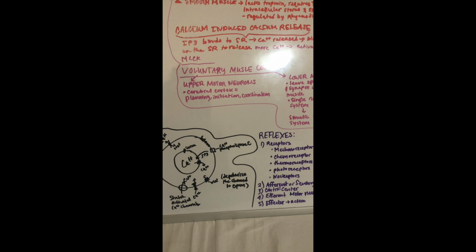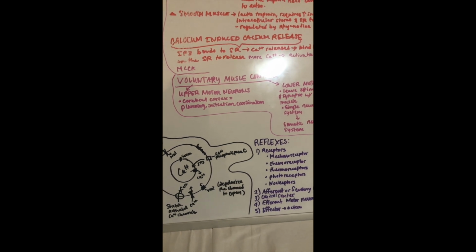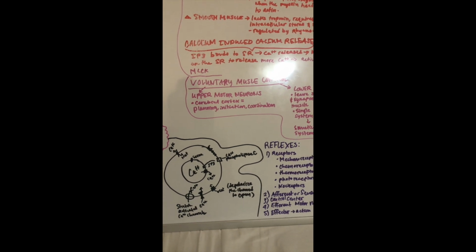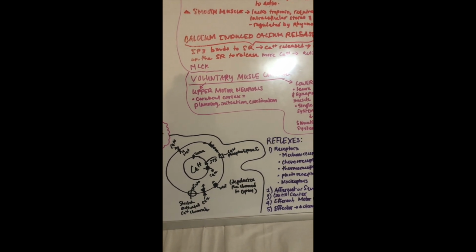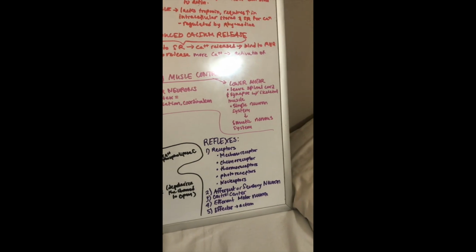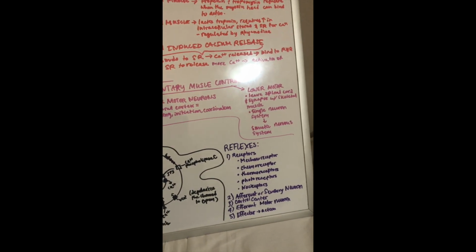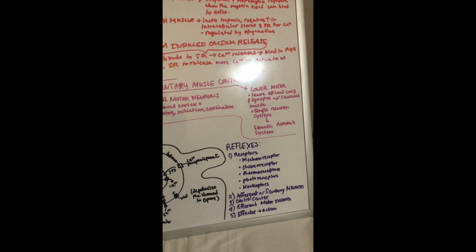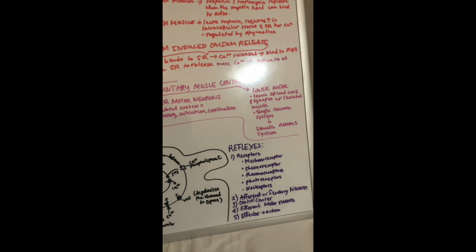Now, voluntary muscle control. You've got two different types: upper motor neurons and lower motor neurons. Upper motor neurons are in the cerebral cortex, so you've got a lot of planning, initiation, and coordination. Whereas the lower motor neurons leave the spinal cord and synapse with skeletal muscle. So this is a single nerve system that's the somatic nervous system.